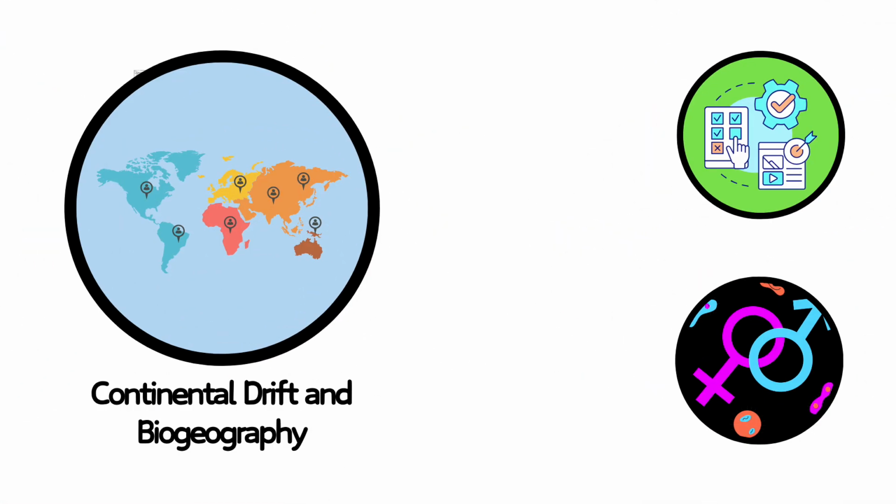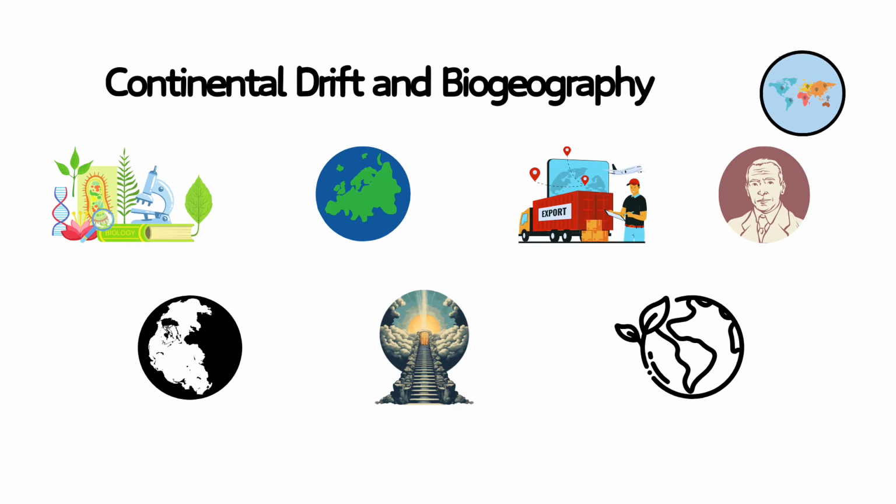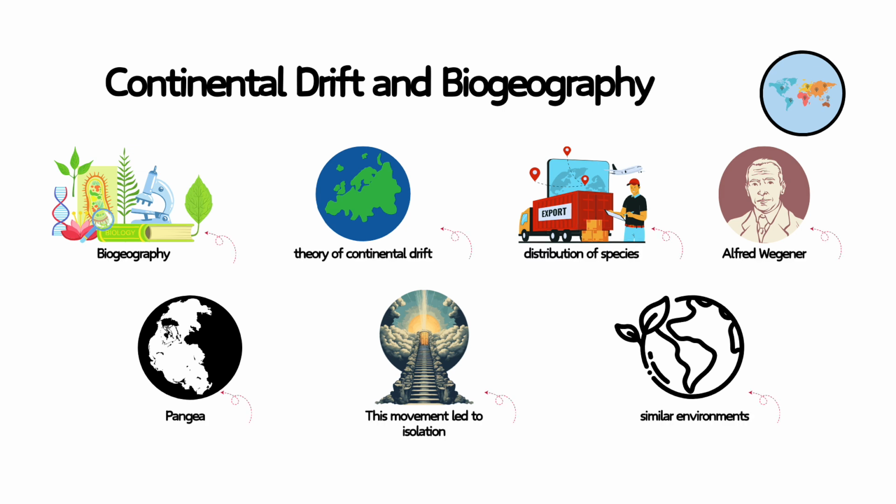8. Continental drift and biogeography. Continental drift is the movement of the Earth's continents relative to each other. Biogeography is the study of the distribution of species and ecosystems across geographic spaces and through geological times.